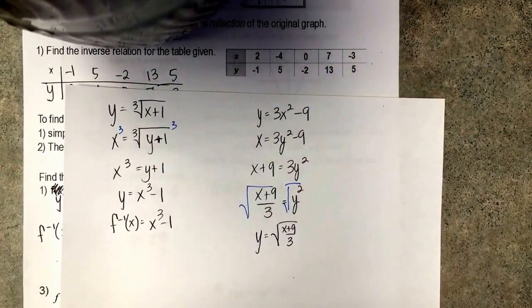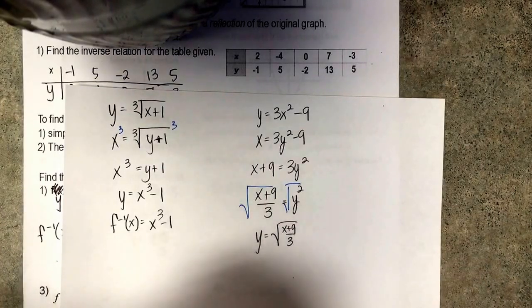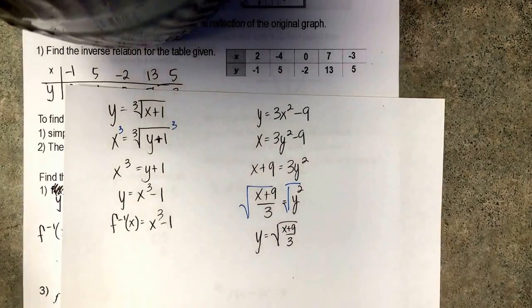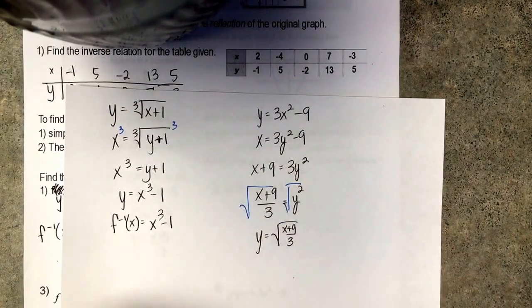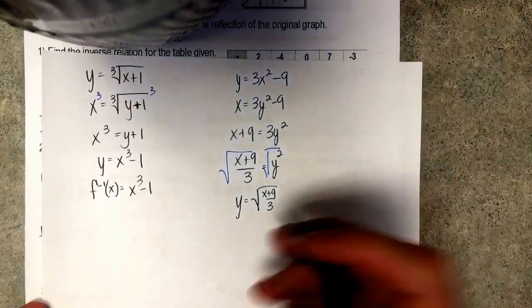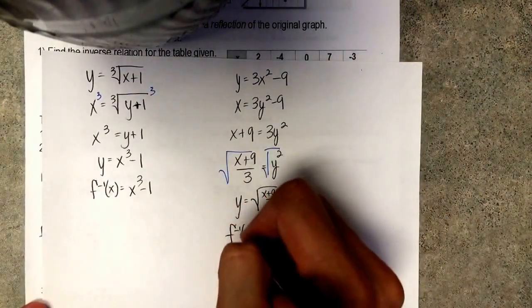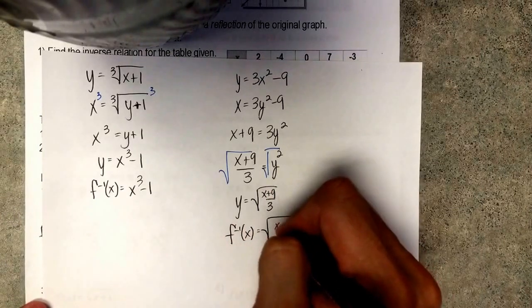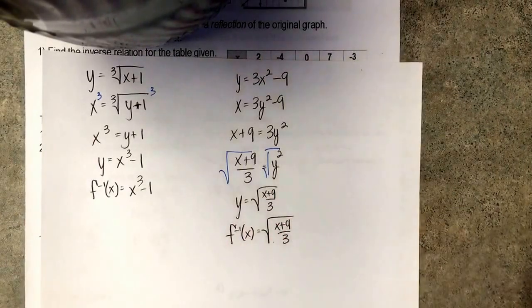So I'm hoping that the question that's in your mind right now is, why didn't Mr. E put a plus or minus in front of the root? He's been telling me over and over again all semester that when I put a square root in, I have to put a plus or minus with it. So let's talk about why we're not going to. We're talking about inverse functions. So f inverse equals the square root of x plus 9 over 3.